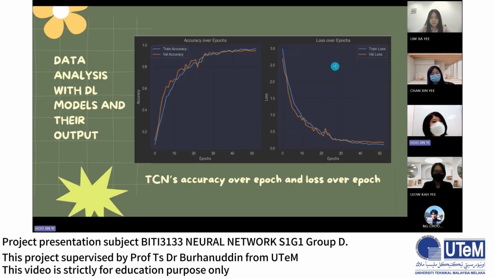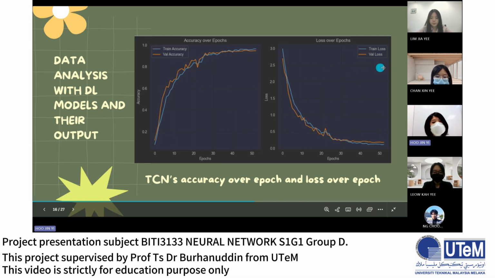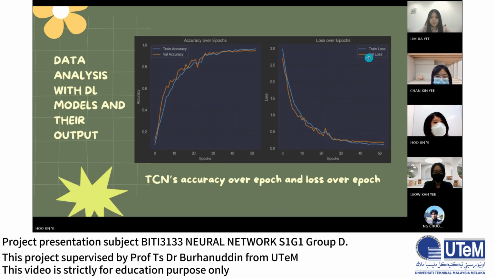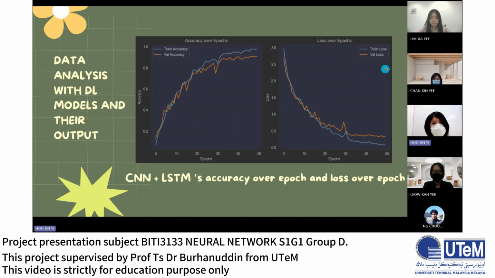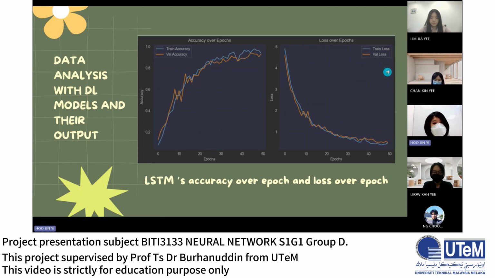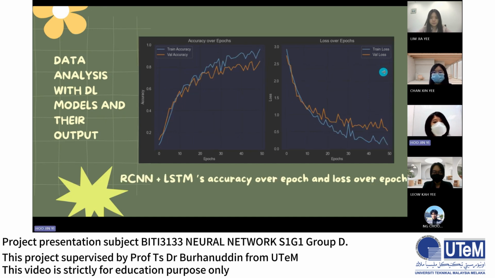Then I will present data analysis with the real models and their output. First, TCN accuracy over epoch and loss over epoch. Accuracy over epoch increases, moving toward accuracy 1. For the loss over epoch, it decreases to 0. This graph is for CNN plus LSTM accuracy over epoch and loss over epoch. This one is for LSTM, and the last is for RCNN plus LSTM.